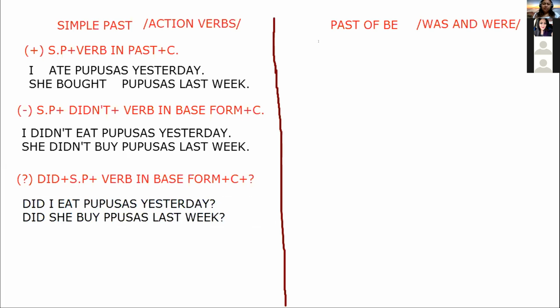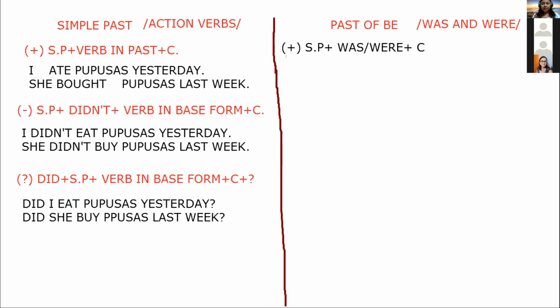Okay. What happens if I want to use the past of be? In a positive sentence, how does it go? Subject pronoun plus verb to be. Past of be, was and were, and then complement. Now, in this case, we don't have a verb. What is the only verb you're using? Was or were.